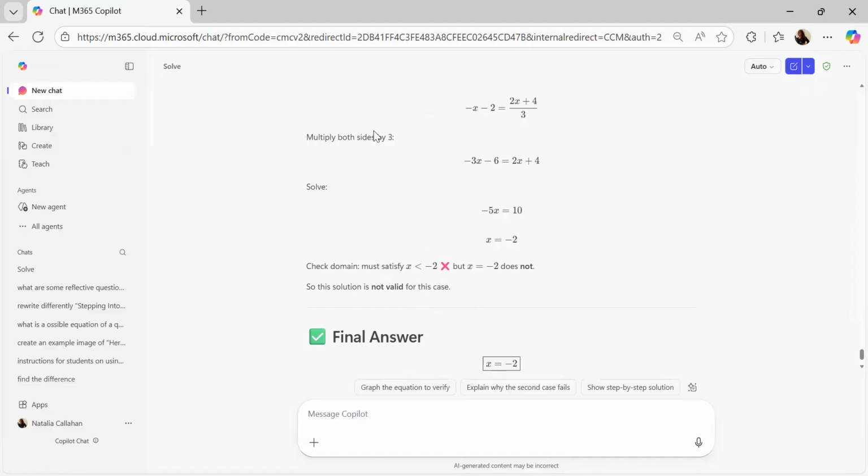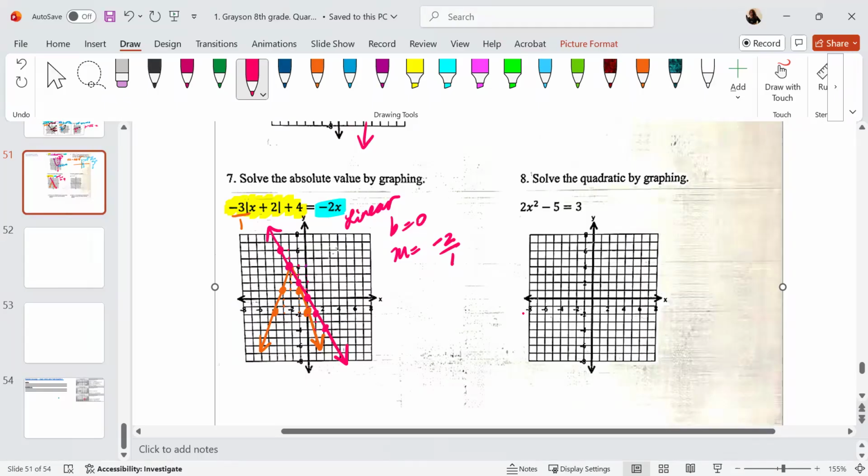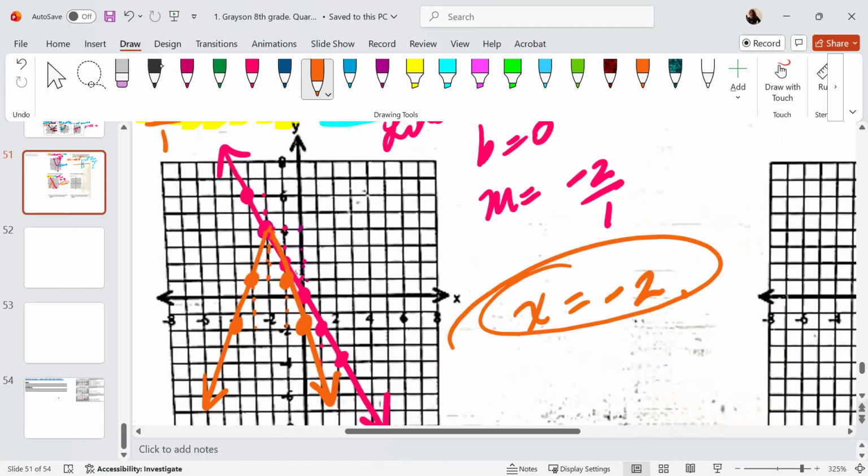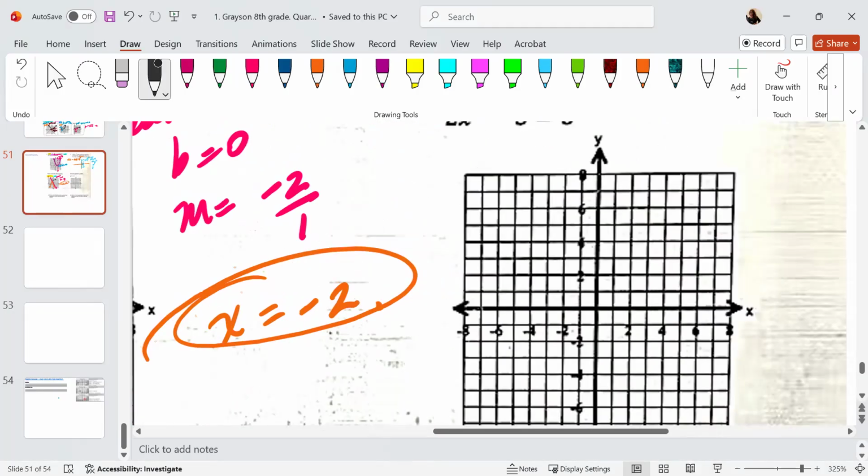X equals negative 2 is what it's saying. So go back to your graph. Does it look like it's heading at negative 2? It does, doesn't it? Right there. X equals negative 2. All right. Negative 2 right there. That's where the tip top and that part hits. Do you see that? Okay. Yes. That's where the intersection happens. X equals negative 2. All right, next one.